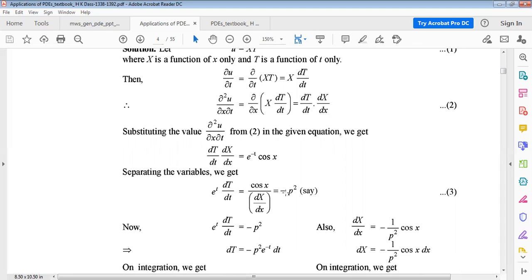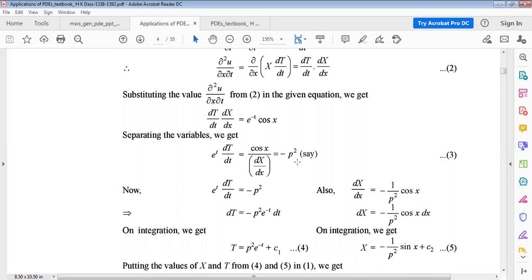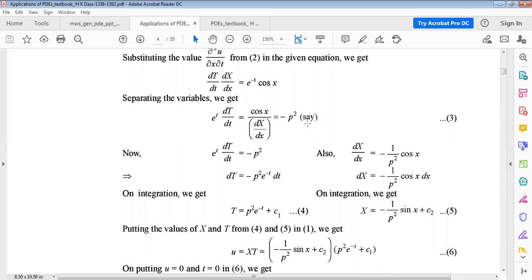This equals to what? Minus p square. Say we have considered this minus p square. This may be another variable, capital K. You can consider k square also, minus k square also. So this equals to this one, and this equals to this one here.